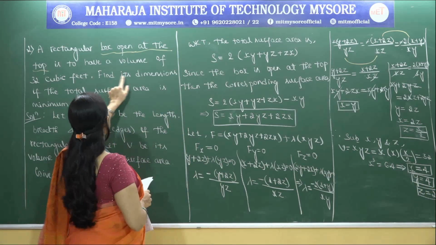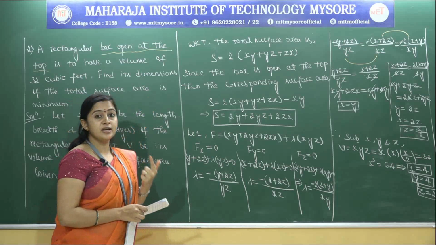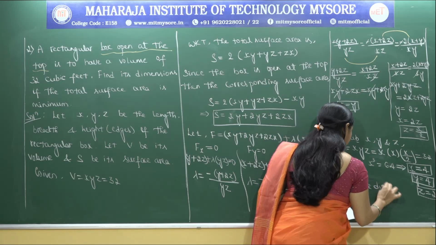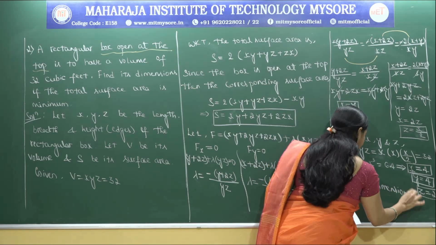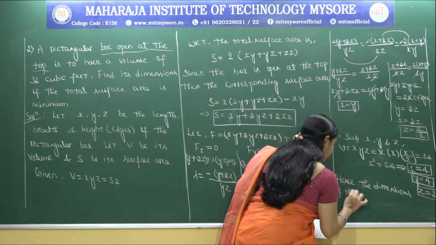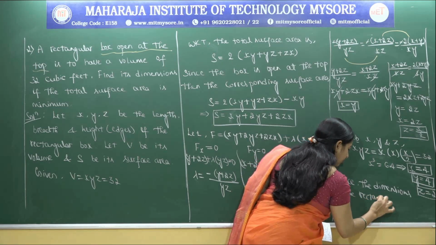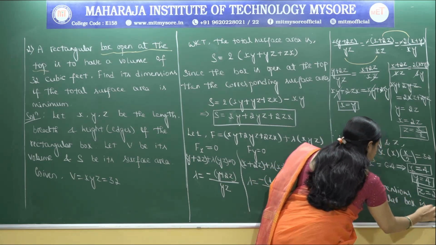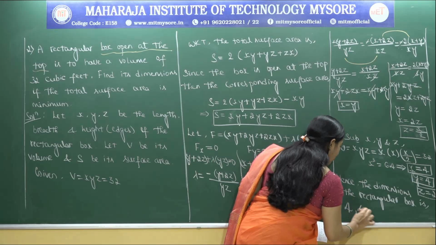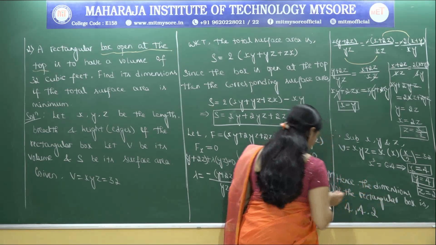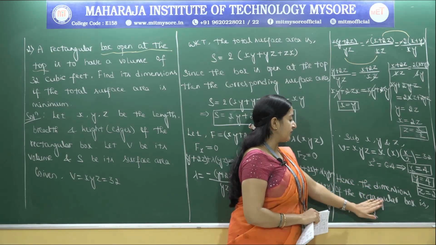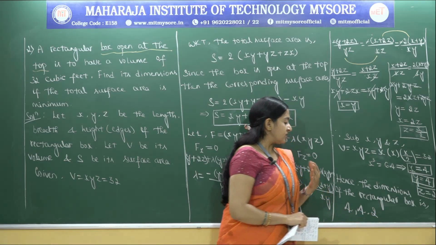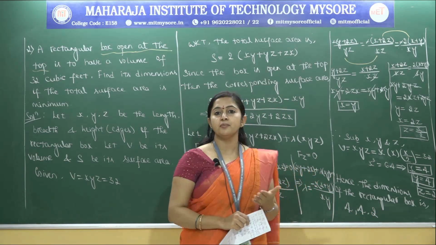And here they asked to find its dimensions if the total surface area is minimum. Hence, the dimensions of the rectangular box are: x is 4, y equal to 4, z equal to 2. Hence, the dimensions of the rectangular box are x is 4, y is 4 and z equal to 2, such that S is minimum.